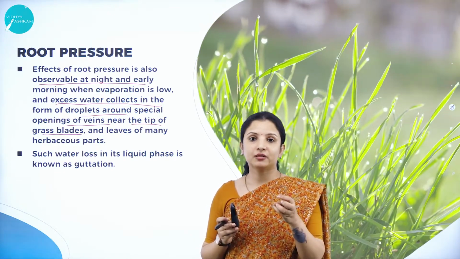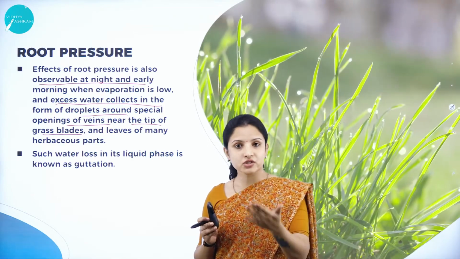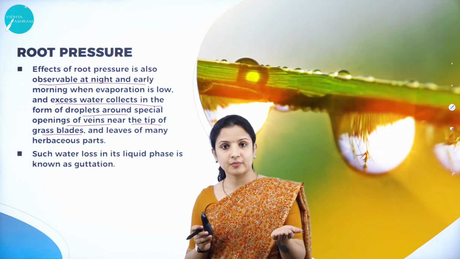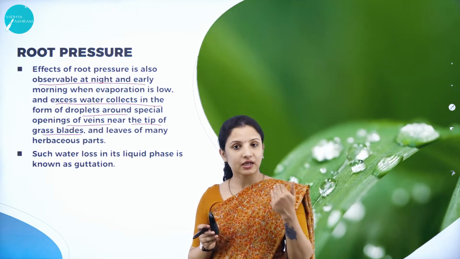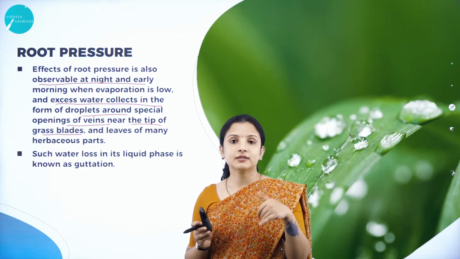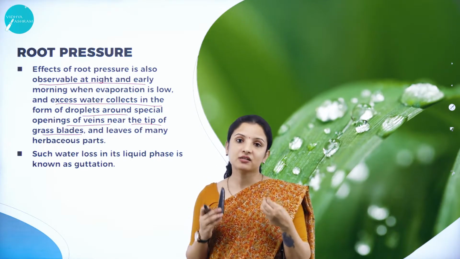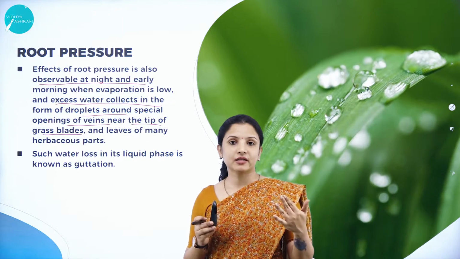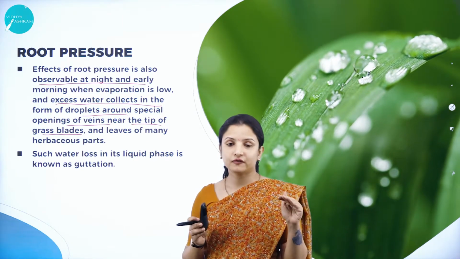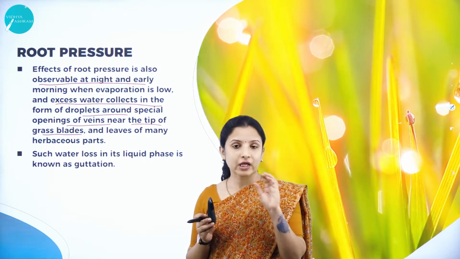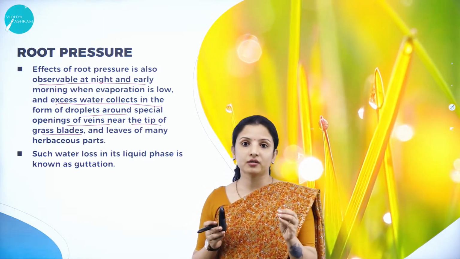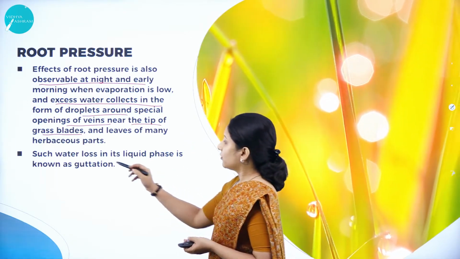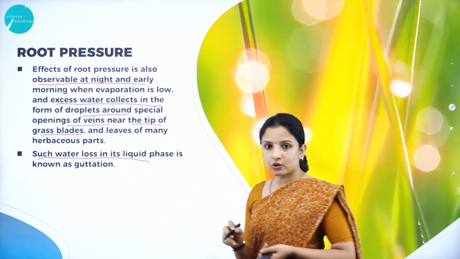So what is that? If you go and check in the afternoon, all those water droplets won't be there. Why? Because they would have evaporated. But during the night, transpiration will occur, and that water doesn't get evaporated because the heat is very low during the night and early morning. So the excess water will remain on the surface of the leaf, in the vein openings and also in the leaf blade.